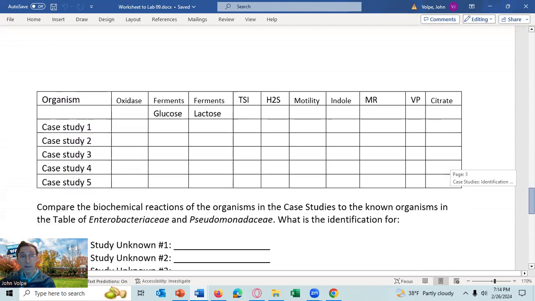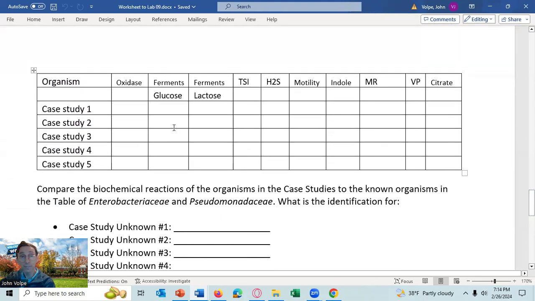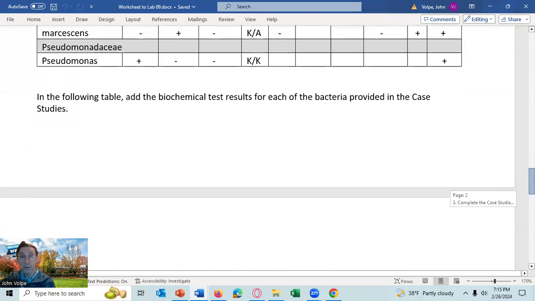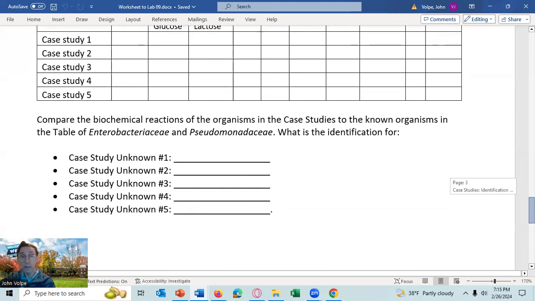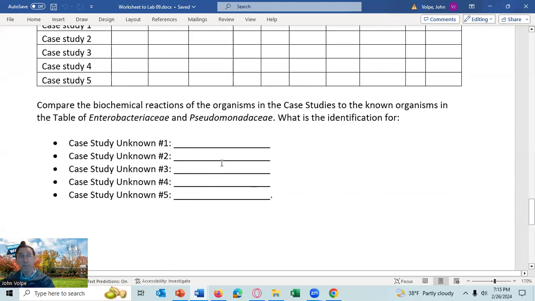And then this is a table for filling in the results for case study 1, case study 2, whatever. So if oxidase is discussed in case study 1, put the results there. If glucose fermentation is discussed in case study 1, put the results here. So fill in your table here and then figure out what bacteria it is using the key and this table here. And then put in the case study unknown, the species. You need to name the species for case study 1 here. Any question about any of that?